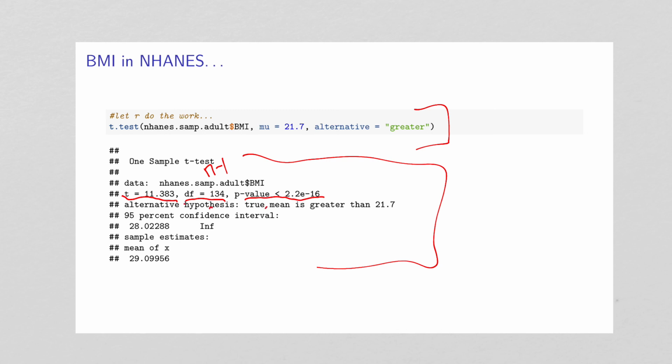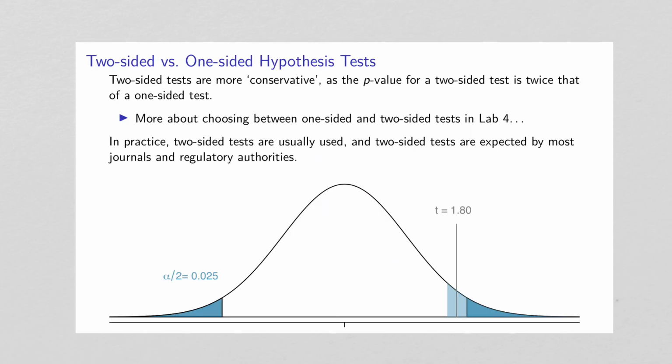The alternative hypothesis: true mean is greater than 21. Remember, your null is that it's equal, and your alternative is that it's greater. The 95% confidence interval is between 28 and infinity, and the mean is 29. So you are 95% confident that the true mean in the population is between 28 and infinity kilograms. This infinity probably has to do with that big old outlier out there somewhere. So this is how you would do it in R.